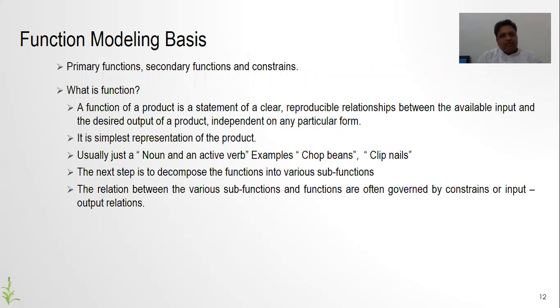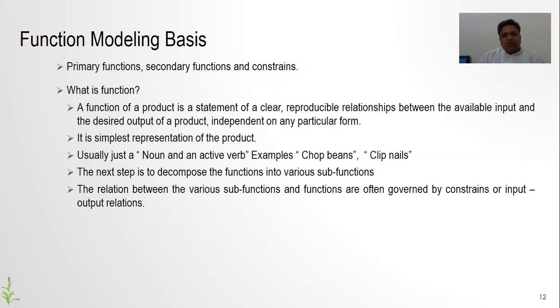Then function modeling basics: primary functions, secondary functions, and constraints. What is a function? The function of a product is a statement of a clear, reproducible relationship between the available input and the desired output of the product, independent of any particular form. It is the simplest representation of the product, usually just a noun and an active verb. Examples: chop the beans or clip the nails.